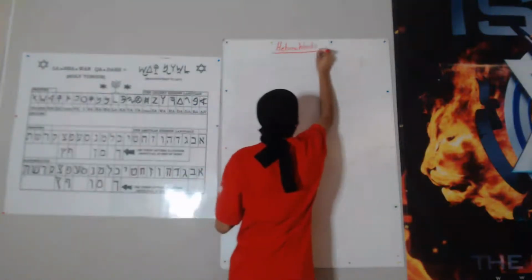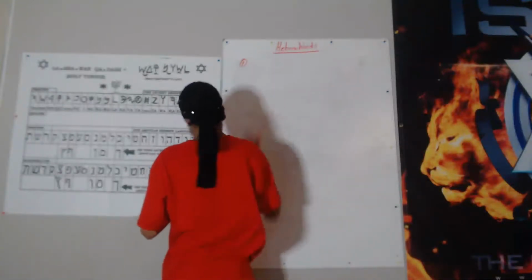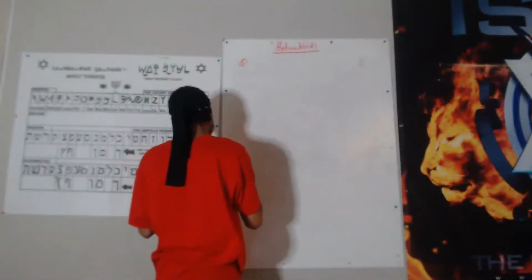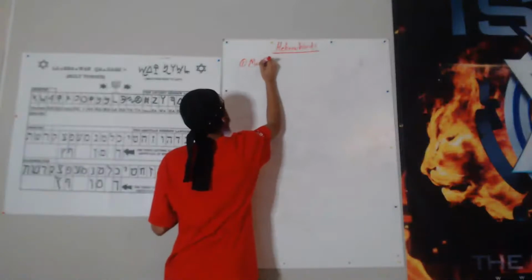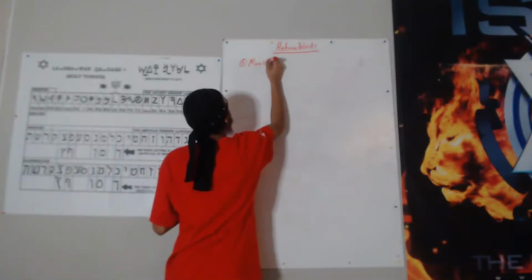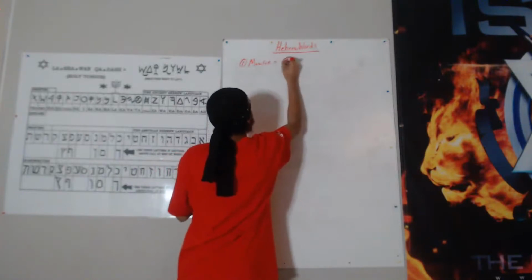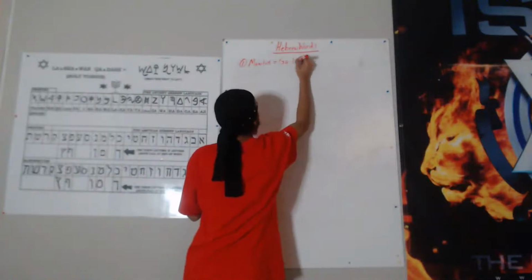Okay. Number one, what we have here is manifest. It's a very powerful word that you will see in the scriptures a lot. And how you say it is going to be galah.